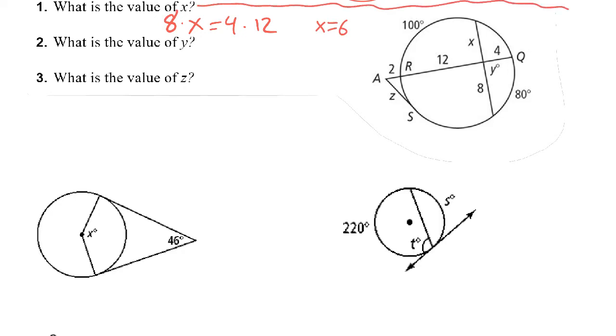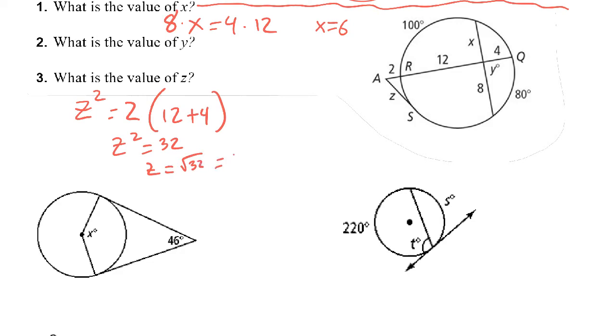Let me separate. Okay, I'm going to skip y for a sec. Z is the same rule we just did. The outside times the whole, because it's z squared since it's a tangent, equals the outside, which is the little 2, times the whole, which is 16, or 12 plus 4, right here, 12 and 4. And so z squared is 2 times 16, so z squared is 32, so z is the square root of 32, which is 4 root 2, if you want to be fancy, because 16 goes into 32 twice.